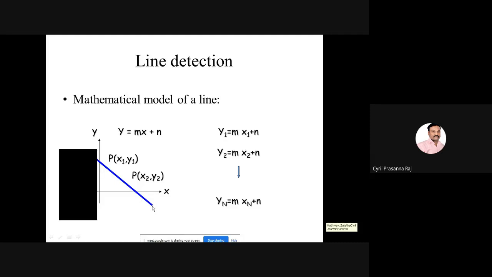So we have a starting point. This is a starting point, and this is an ending point. Let us take a look. Now, if you take, for example, this corresponding point, assume that this is your x1 point.